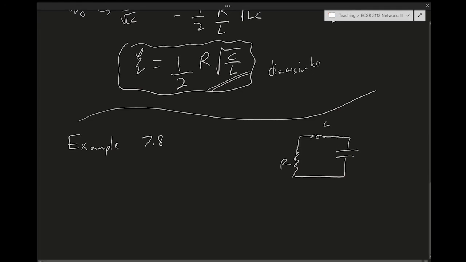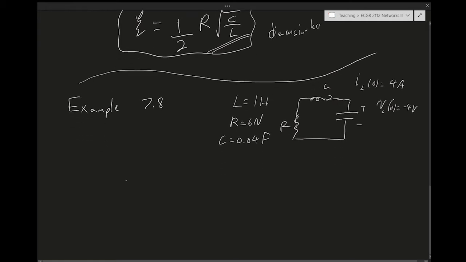So an example is given where we have a series connected RLC circuit, where the initial inductor current IL0 is 4 amps, and the initial capacitor voltage VC0 is minus 4 volts. And then the values for the circuit components are L equals 1 Henry, R equals 6 ohms, and C equals 0.04 farads.